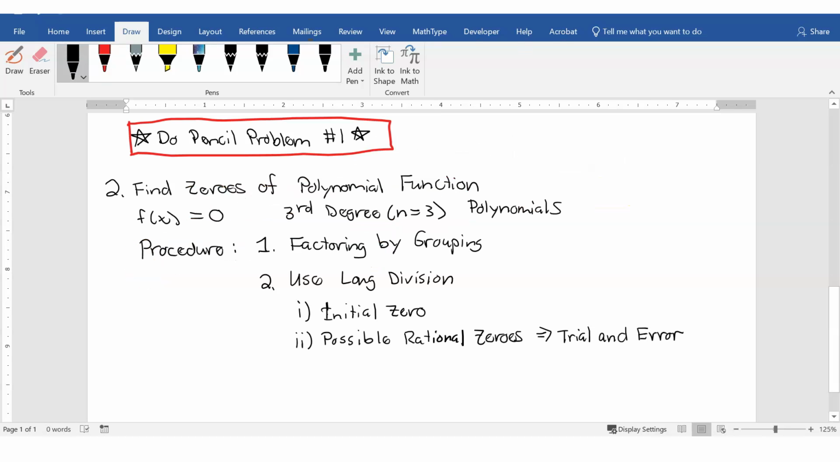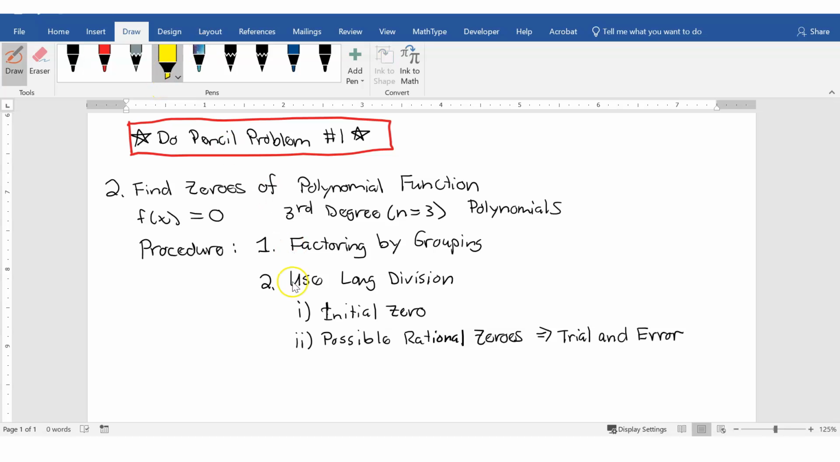The next topic in our chapter will be finding the zeros of a polynomial function. This is when we set f of x equal to 0 and solve for the roots, something that we did in section 3.2 when graphing polynomials and finding the x-intercepts. For our class, we're going to just look at third-degree polynomials. We won't look at higher-degree polynomials. In the lesson for this section, I've outlined that you should follow a specific procedure when trying to find the zeros of a polynomial function.